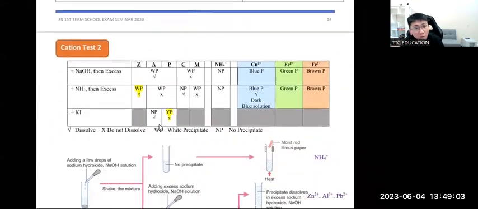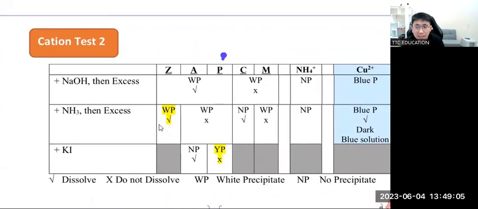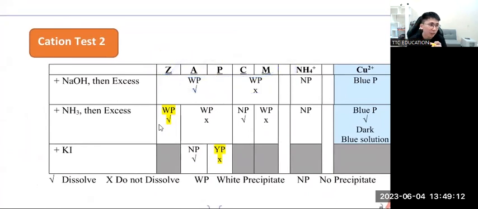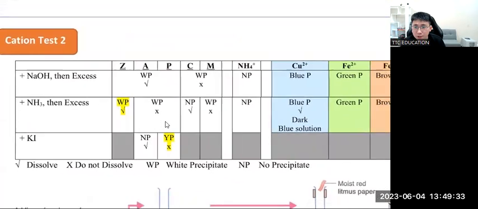And then eventually when we go for cation test 2, remember this ZAPCM table? Okay, my screen is lagging again. Testing. Ayyo, my screen is lagging again. Hello. Okay, my screen is back.